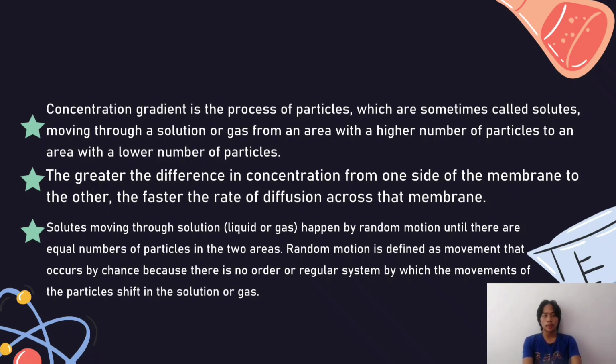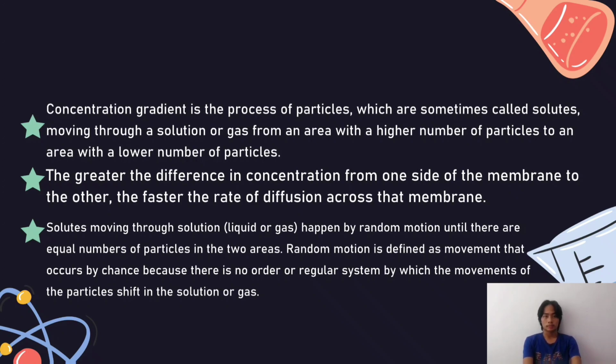So think of it as a one-way pass, cycling between what has greater traffic or less traffic. The traffic in diffusion are solutes moving through solution, liquid or gas, and it happens by random motion until there are equal numbers of particles in the two areas. Random motion is defined as the movement that occurs by chance because there is no order or regular system by which the particles shift in a solution or gas. This essentially means that the movement of these solutes is not acted upon by any other means.